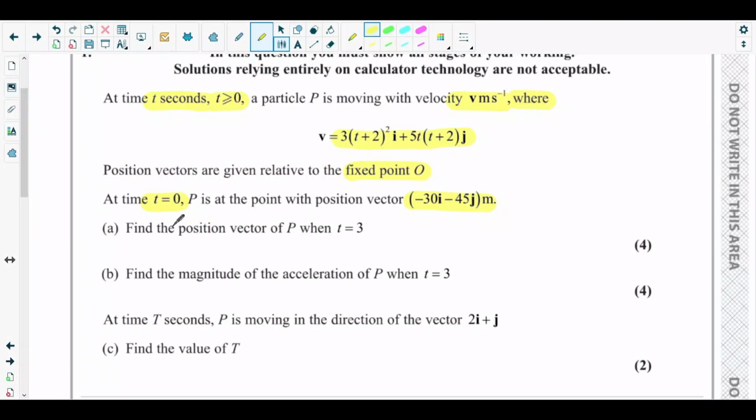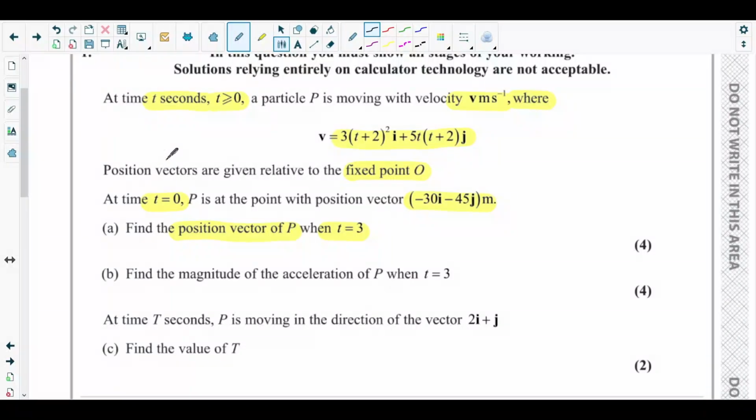Okay, so part A is asking us to find the position vector of P when t equals 3. The velocity vector of the particle is given. From that we have to find the position vector of the particle P at time t equals 3.